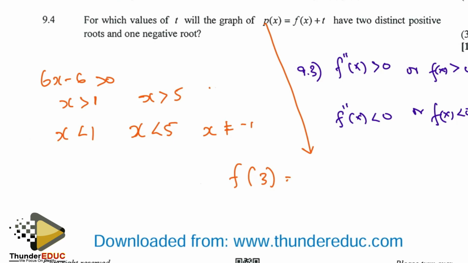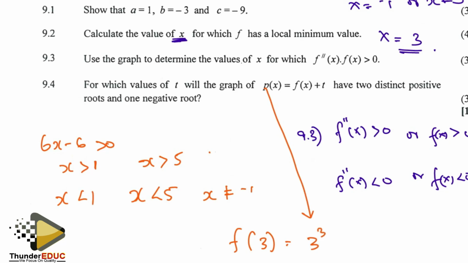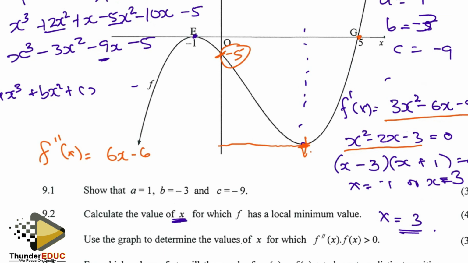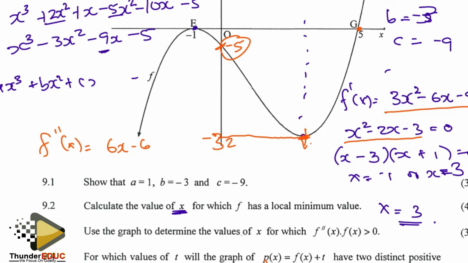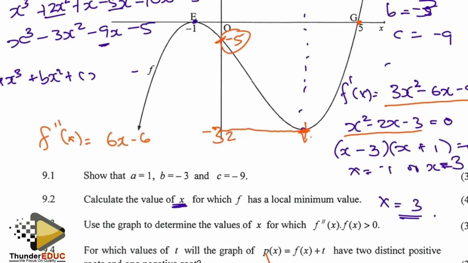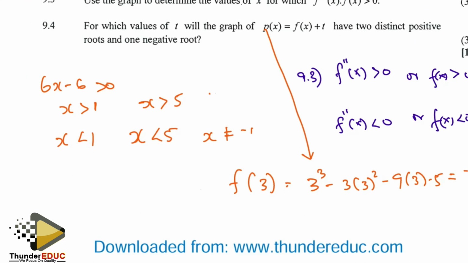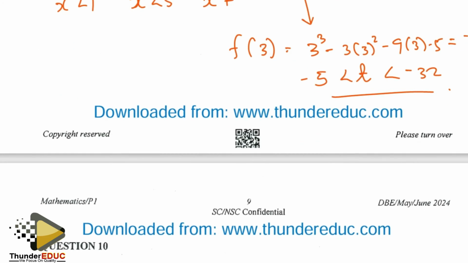Okay, what is the f of 3? That's going to be 3 cubed minus 3 times 3 squared minus 9 times 3 minus 5. This gives me negative 32. So this graph must be moved between negative 32 and negative 5 upwards, because if it goes beyond or below that, then we're going to have something different. So I'm going to say negative 5 must be less than t, then t must be less than negative 32. Okay, so that's question number 9.